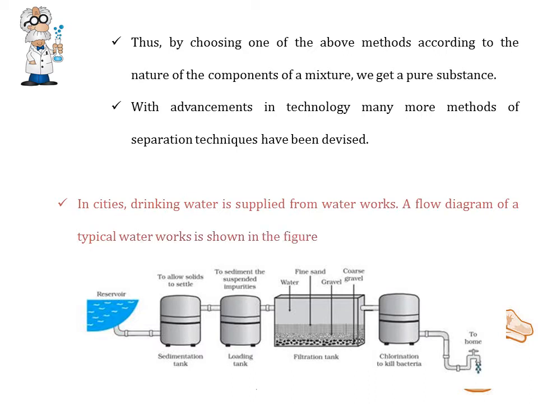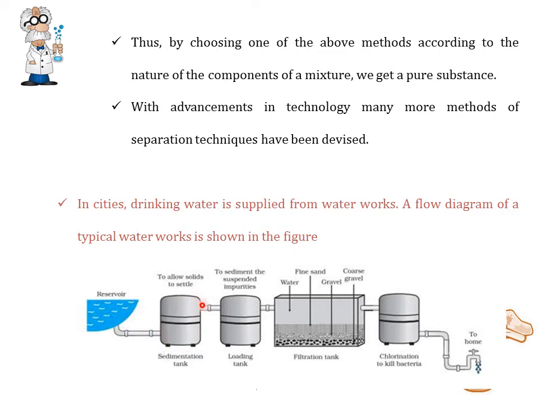In cities, the drinking water is supplied from waterworks. So a flow diagram of a typical waterwork is shown in the figure. So let's see. Here we have a reservoir. The water is there. This water contains many impurities. It consists of many large contaminants like sticks or stones, or many chemicals or inorganic materials. So first, this water flows through the sedimentation tank. Here all these large particles like debris or stones or sticks get sedimented in this tank. Okay, it settles down at the bottom.